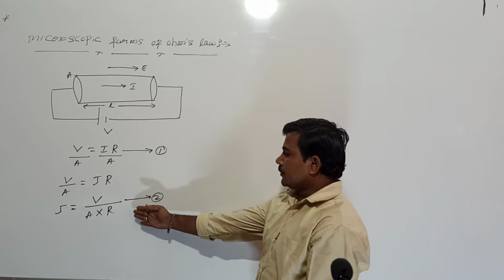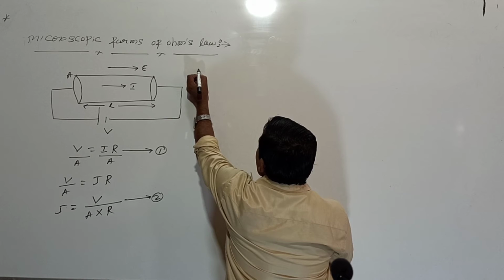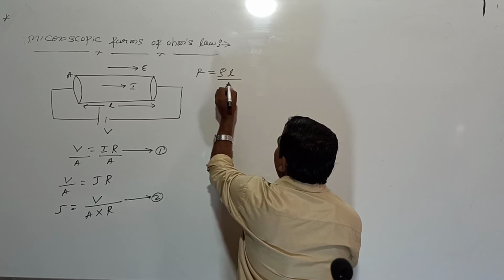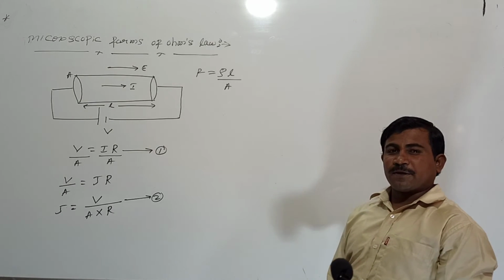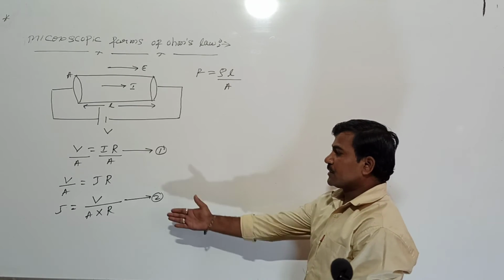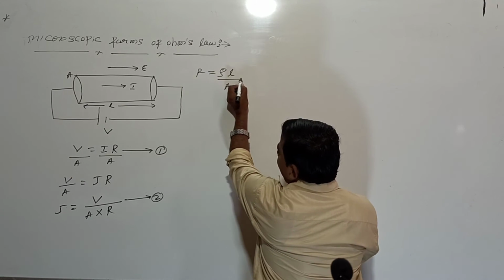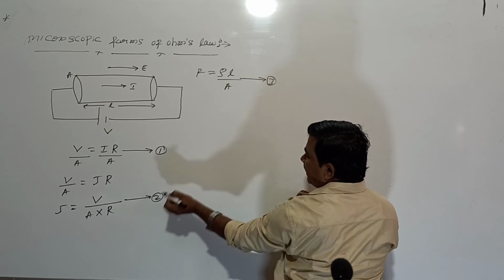But we know the resistance formula. What is the resistance? Resistance equals resistivity times length divided by area. Put this here. What will you get? Let us call this equation number 3. Put equation 3 in, and what will you get?